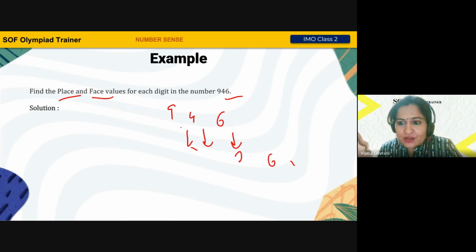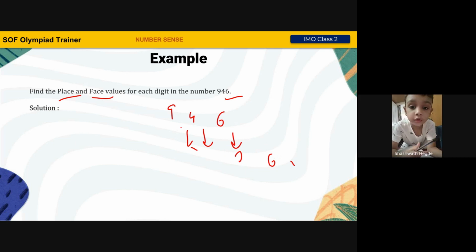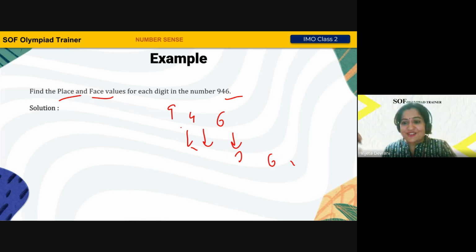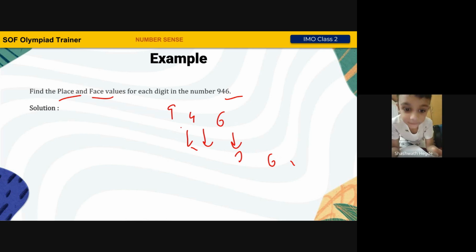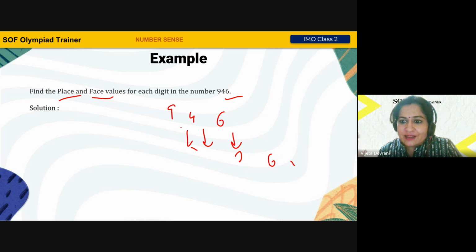Now what is the place value of 4? Shreya, are you able to do it now? 40. Very good. Wonderful. And for 9, Adrika, can you tell me? What is it for 9? 900. Both of you gave me the correct answer. Very good. Because we know it's 946, so 900, 40 and 6. See, the number itself has the place values, right?